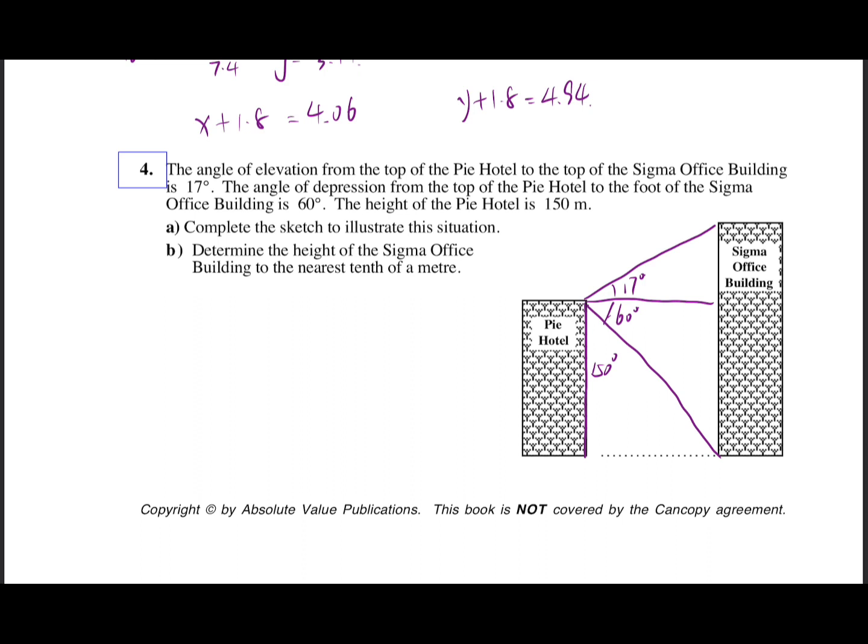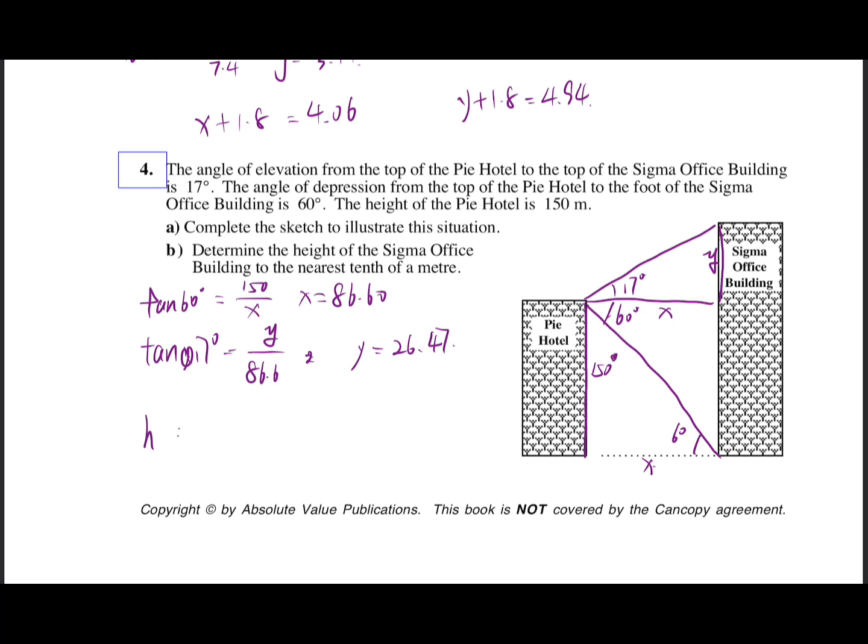So first, we can find this is 60, and we can find x, and x is here, and then we can find y. Then we use this part plus 150 as the height of the Sigma office building. Tangent 60 equals 150 divided by x, x is 86.60, and tangent 17 equals y divided by 86.6, so y equals 26.47. So the height is 150 plus 26.47 equals 176.5 meters.